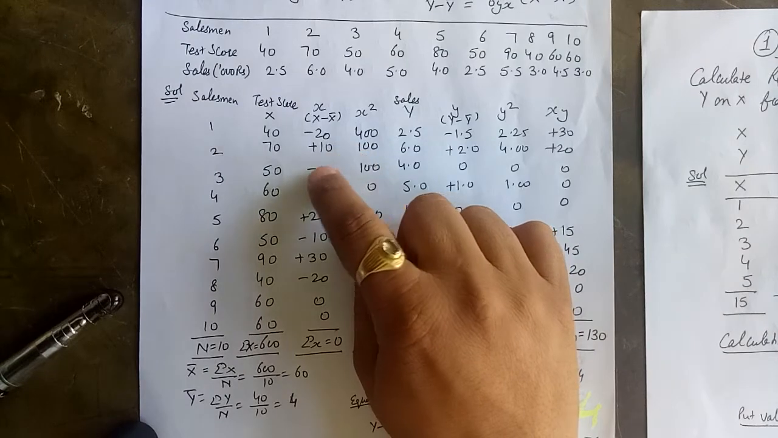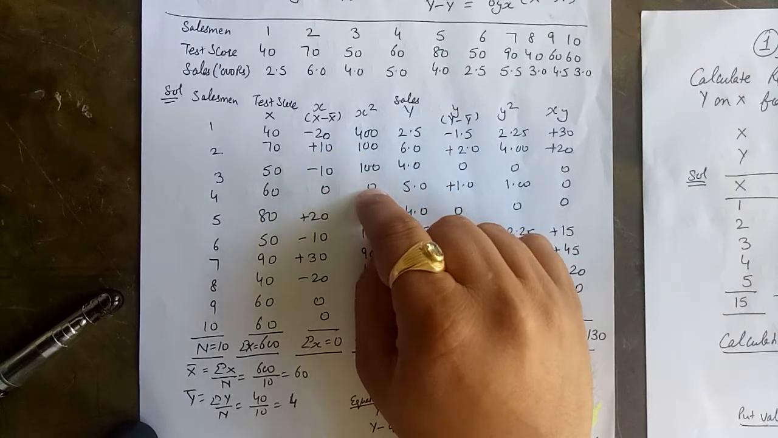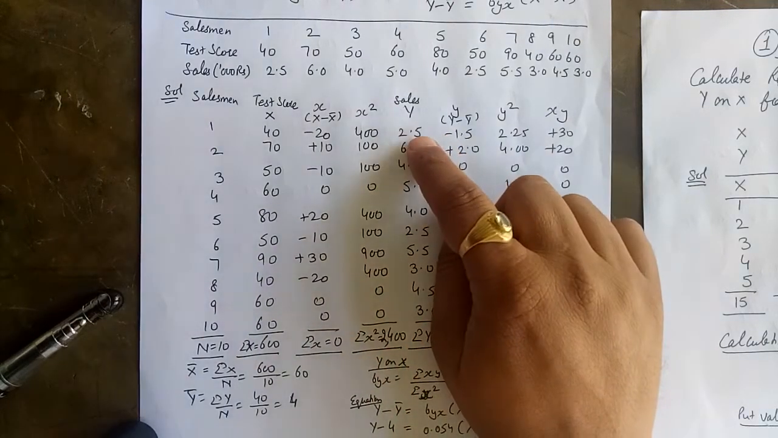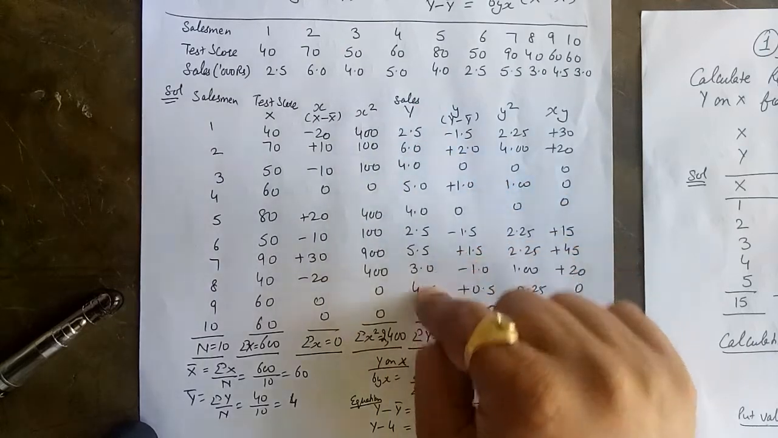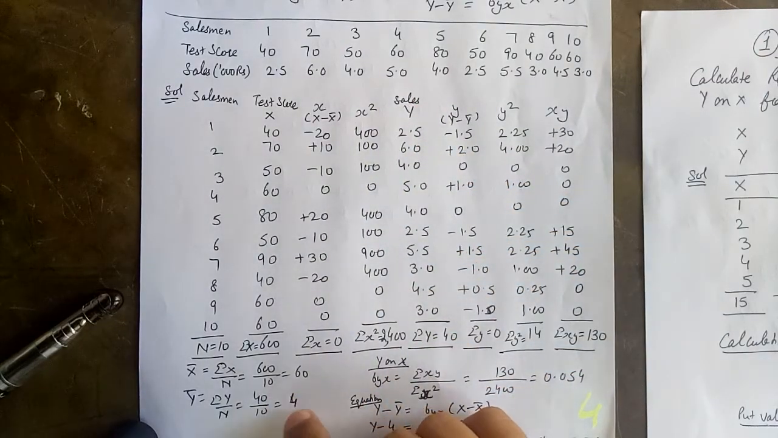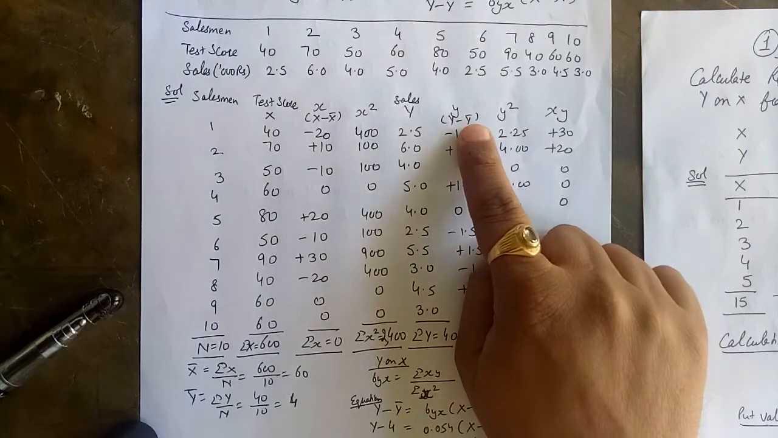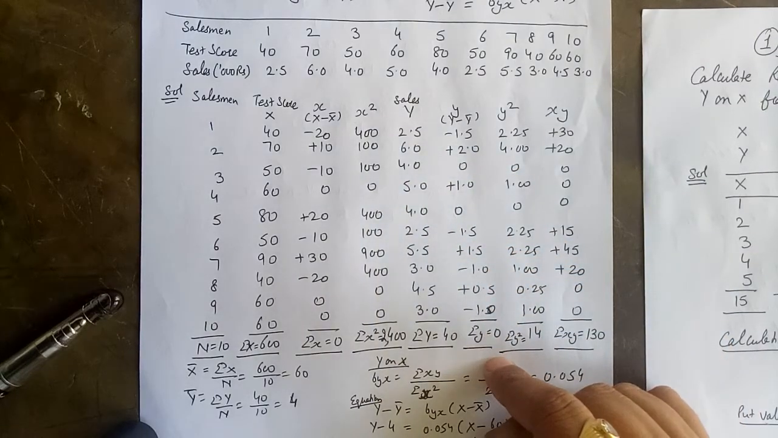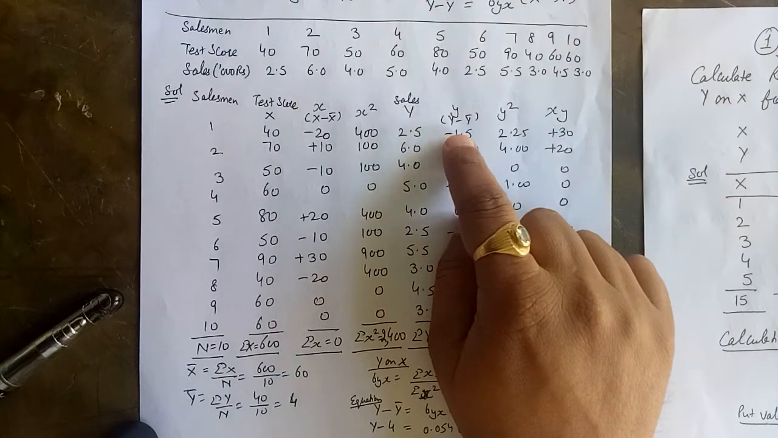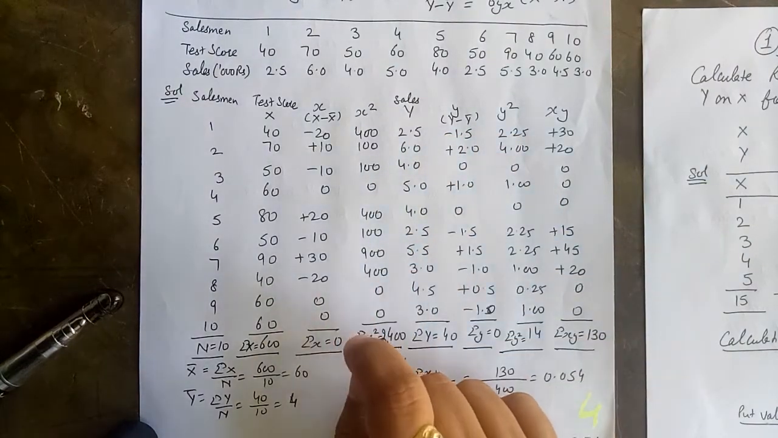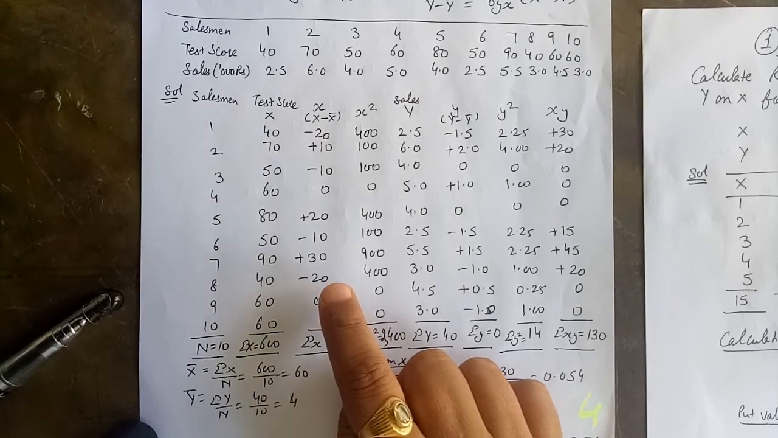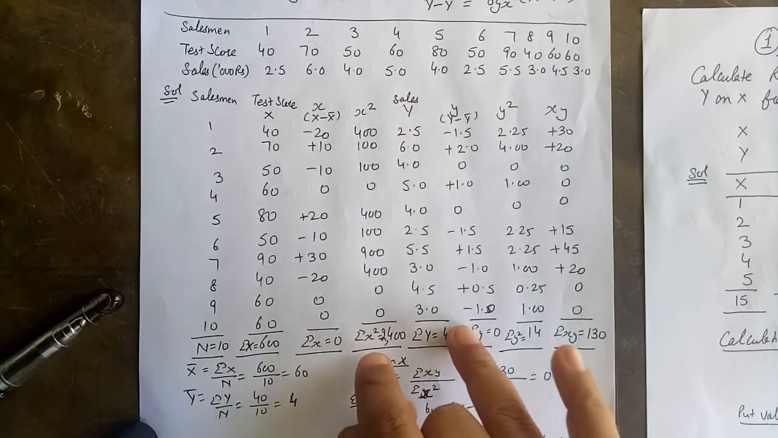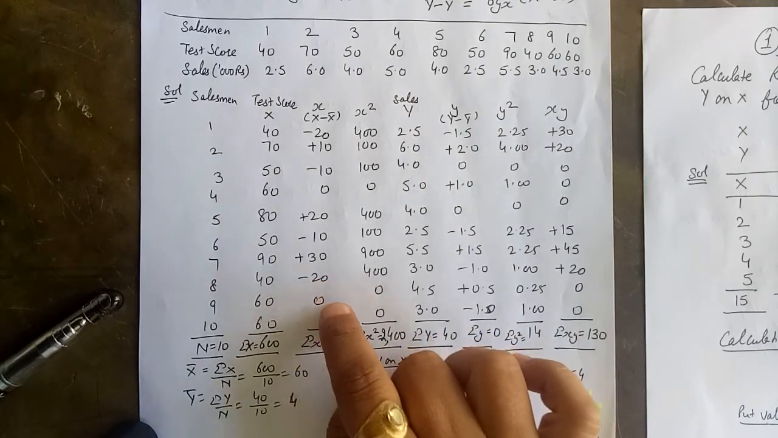Now small x square, that is 400, 10 square 100, minus 10 square 100, and so on. We have calculated sigma small x square. Y we have taken as sales, and the total is 40. 40 divided by 10, 4 is the actual mean. The deviation from actual mean, y minus actual mean, we have calculated, and the total is 0. Then we will calculate sigma small y square. If we calculate deviation from actual means, the total will be 0. Again, sigma small x and sigma small y will always be 0 because they are taken from the actual mean.